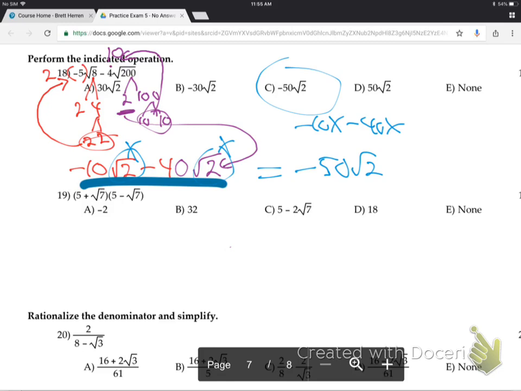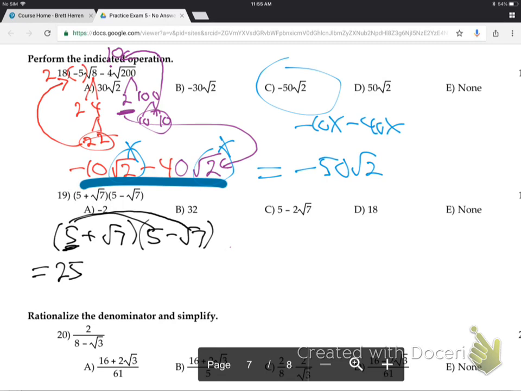Number 19. Let's try it. So 19 is a FOIL. So 5 plus root 7, 5 minus root 7. Here we go. 5 is going to go boom, boom to both. So we good on that? Remember, the first one goes to both the 2 and the other parentheses. So first to both. That'd be 25 minus 5 root 7. It stays outside. Remember, outsiders stay outside, insiders stay inside. So he's done. Everybody okay with him?